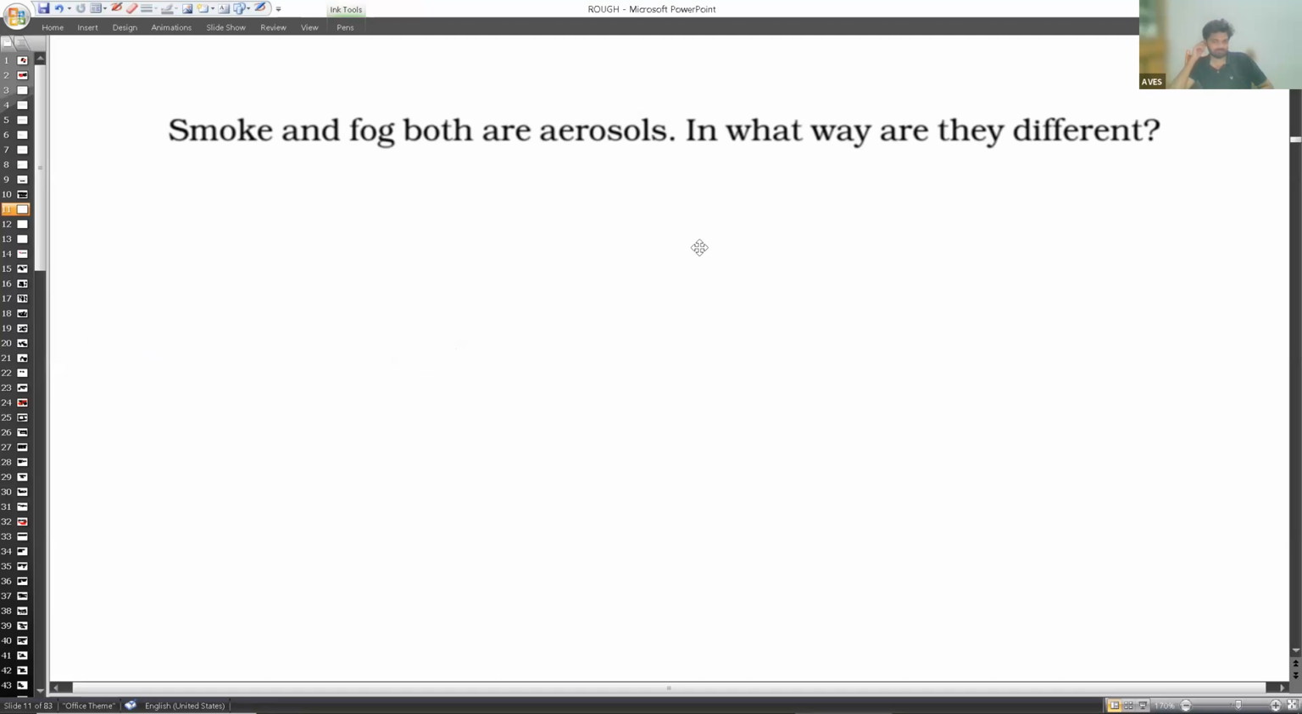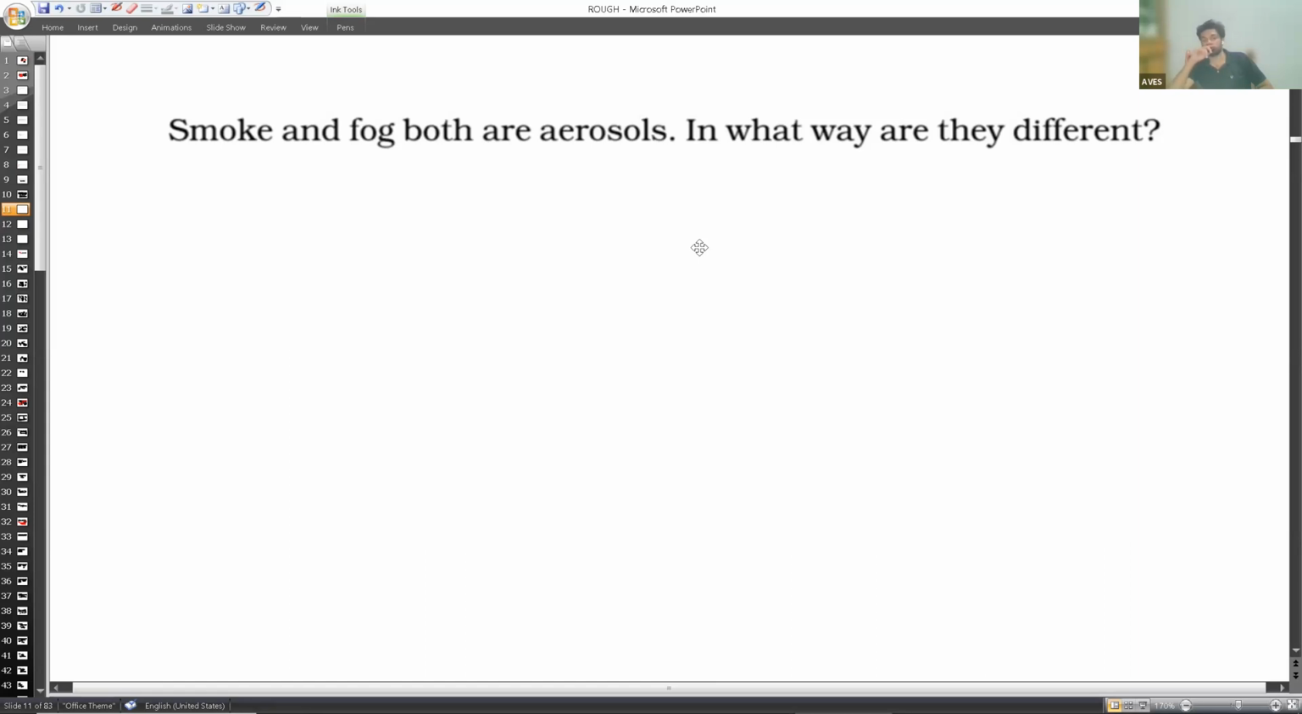Solid is dispersed in smoke while liquid is dispersed in fog. Yes, there is a difference in the dispersed phase. When we have solid in air, like unburned carbon particles present in the air, that is known as smoke. But when we have water in air, like water vapor, then it is known as fog. When we have liquid mixed in air, it is fog. And when solid is mixed in air, it is smoke.